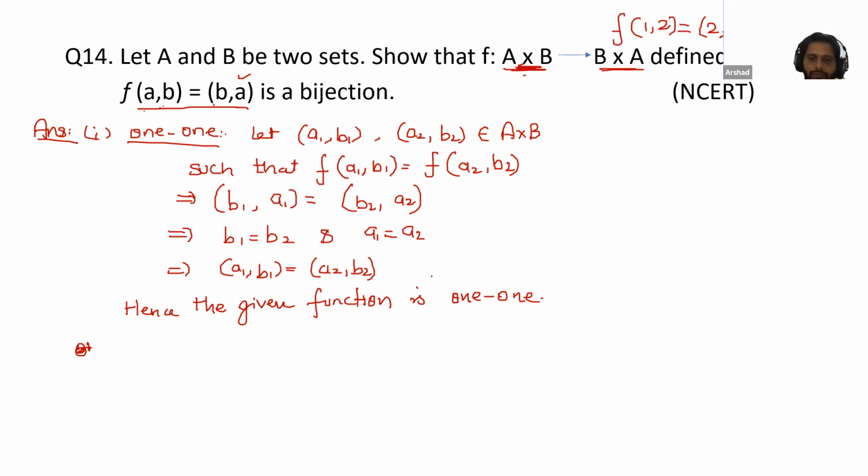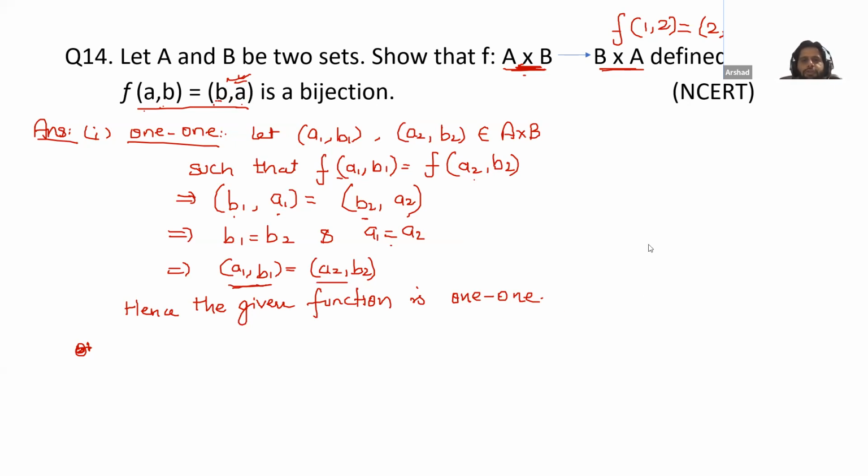In one-one, what we always do is assume two values from the first set. So (a1, b1), (a2, b2) are assumed from the first set, that is A cross B, such that f of first value is equal to f of second value. Now if we put (a1, b1) in the function, we get first b, then a: (b1, a1). Similarly here we get (b2, a2). Now b1 will be equal to b2, a1 will be equal to a2. So these two ordered pairs are equal, because a1 is equal to a2 and b1 is equal to b2. Hence the given function is one-one.